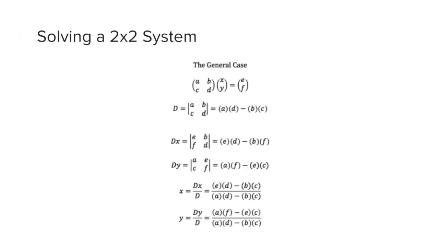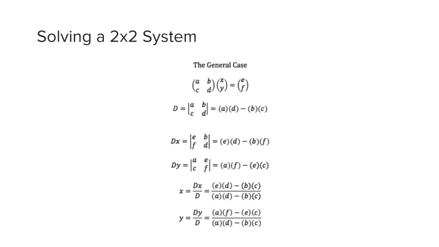So solving a 2 by 2 system, in the general case, you're just taking the determinant of your coefficient matrix, ABCD, which is going to be AD minus BC, and then you're taking your coefficient matrix again to find Dx, but you're replacing that AC in the x column with EF.